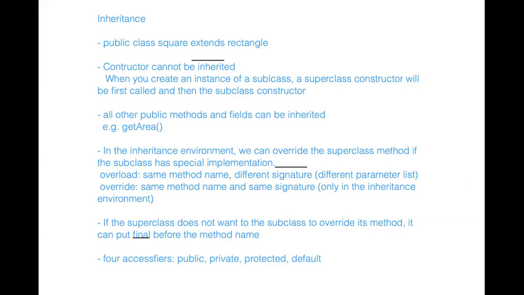Okay, so this one is the key point. So now we compare. Okay, we compare. So four access modifiers: one is public, one is private, one is protected, and one is default.